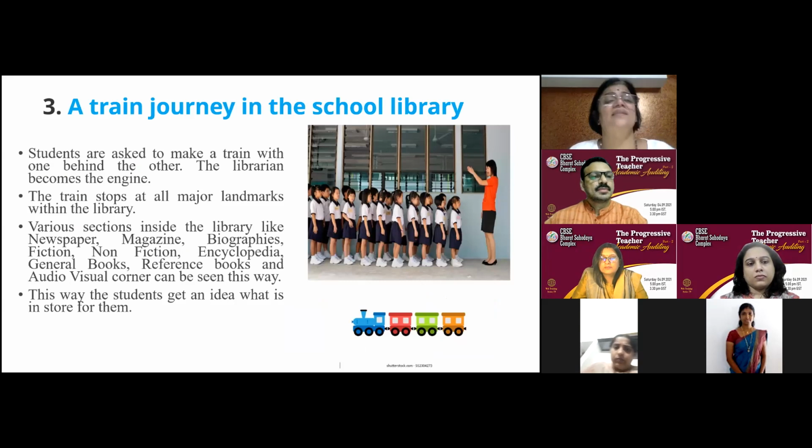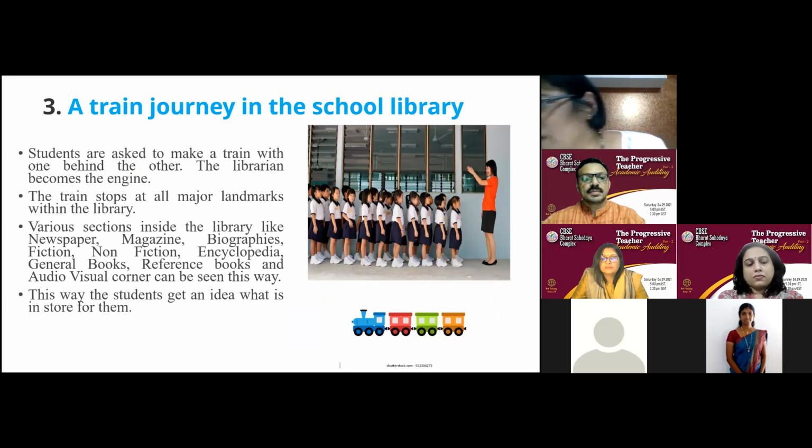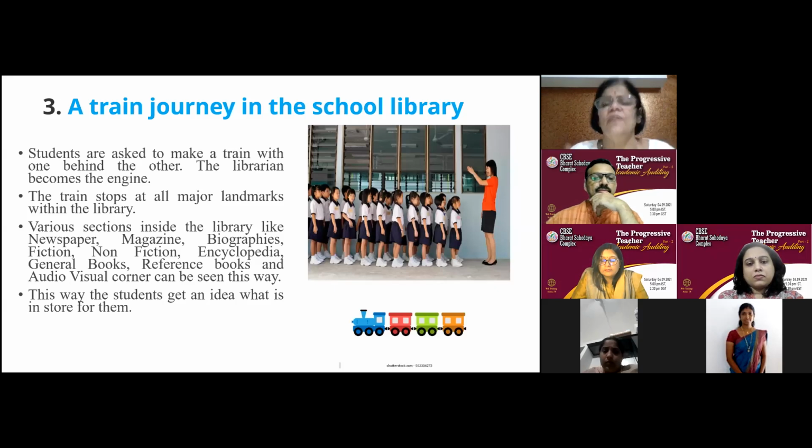Then next, this is a very attractive exercise. A train journey in the school library. Works out beautifully well for the primary grade students right up till class 5, because here is where the foundation is laid by the school. Students are asked to make a train, with one behind the other. They stand one behind the other. The librarian becomes the engine.